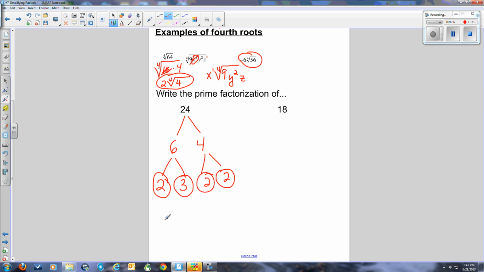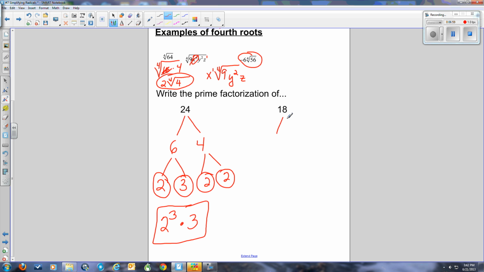So the way I write the prime factorization is I've got 3 2's here, so I'm going to write that as 2 to the third times this 3. And if I were to actually do this out, 2 to the third times 3, I would find that gave me 24 back. That's a way to check your answer. Let's do the next one.